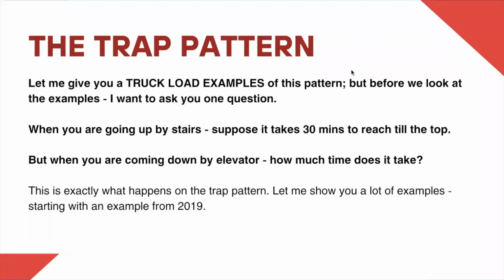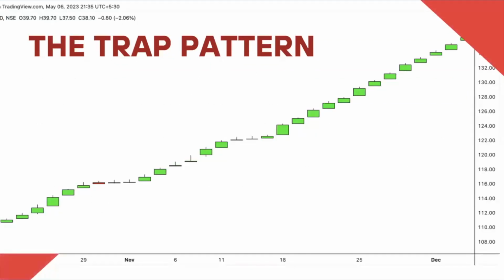In this trap pattern, the stock is going up by stairs. What does that mean? The stock is going up by stairs, which means it is taking 15 or 20 days for the stock to rise. But when the stock is coming down, it is taking barely 3 or 4 days to entirely wash off those gains and even go down further. So this is one of the examples of the trap pattern and how it looks. You will see a staircase pattern, just chairs being formed consistently.